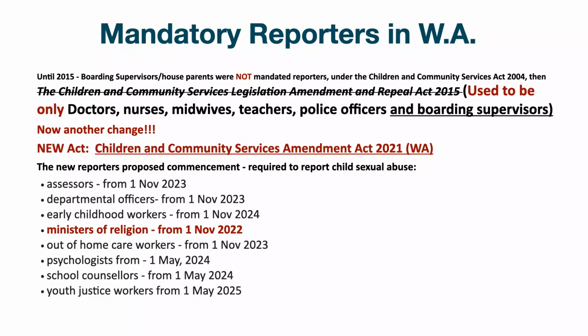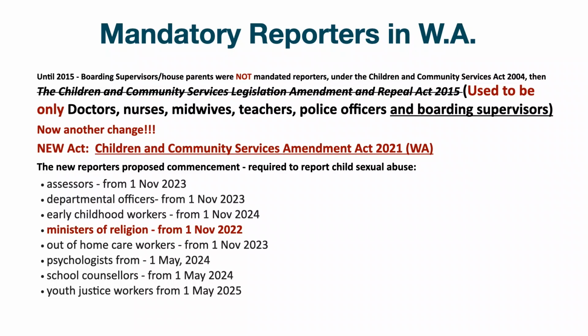In 2021 we got a new act, the Children and Community Services Amendment Act 2021, because there was a belief that other people should also be included in this mandatory reporters list. They're rolling it out over several years so as not to have it all happen in the one year.